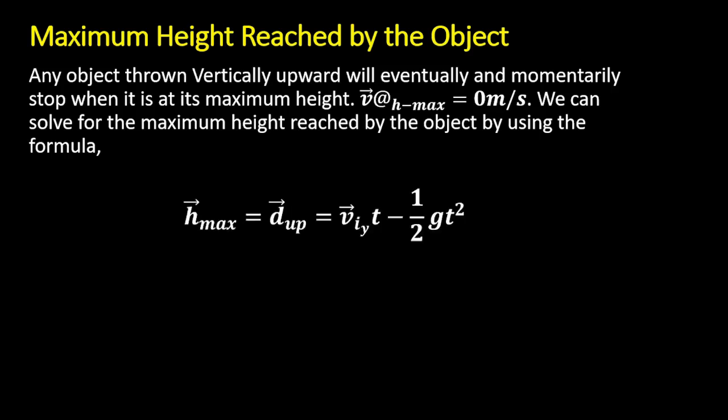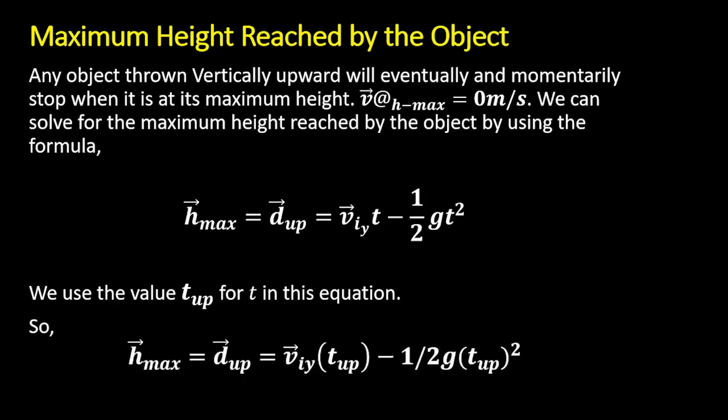Maximum height reached by an object is equal to d up, is equal to v sub i along the y-axis times t minus 1/2 g t squared. We use the value of t up for time t in this equation. So, maximum height reached by an object, h max, is equal to d up, is equal to v sub i times t up minus 1/2 g t up squared.